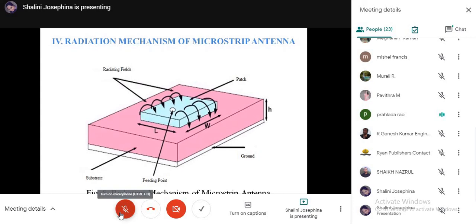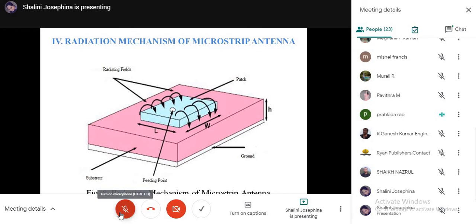Now coming to the radiation mechanism of a microstrip antenna. This is the general structure of your microstrip antenna. Here you can see the thickness of the dielectric substrate, H. This dielectric substrate thickness H is very much lesser than the wavelength at which the microstrip antenna operates. Microstrip antennas are generally operated in the gigahertz range, greater than 1 gigahertz. Hence, these microstrip antennas are also called microwave antennas.